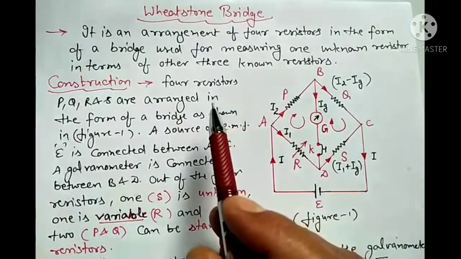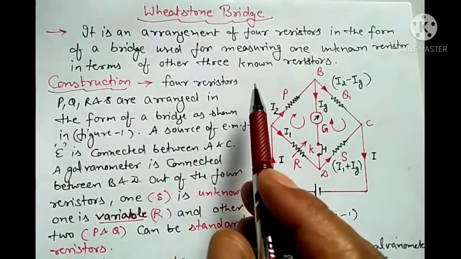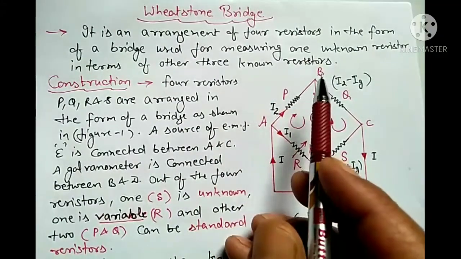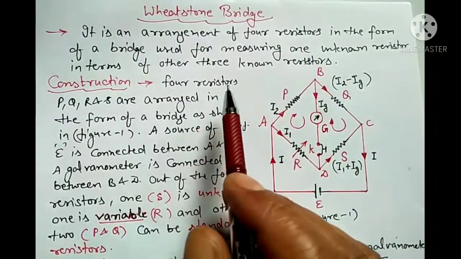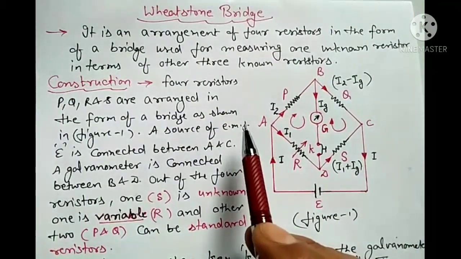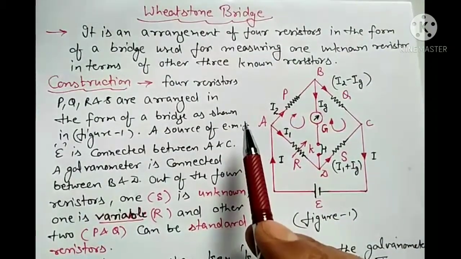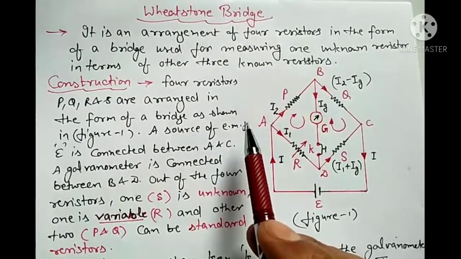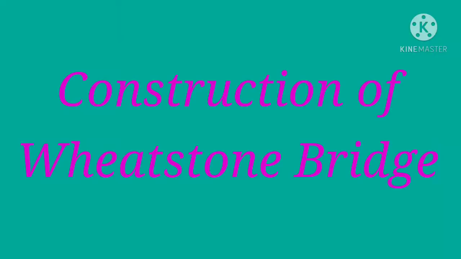Wheatstone bridge. It is an arrangement of four resistors in the form of a bridge, used for measuring one unknown resistor in terms of the other three known resistors. So it is a combination of four resistors. Two resistors are standard and one is variable. With the help of those three, we are able to find the value of the fourth, unknown resistor.